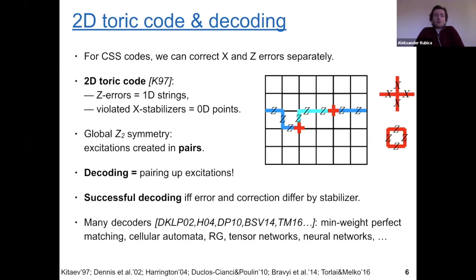And the problem of the toric code has been studied quite extensively, and there are many toric code decoders. This list is by no means an exhaustive list. I just wanted to tell you that there are good and reliable methods of correcting the toric code.